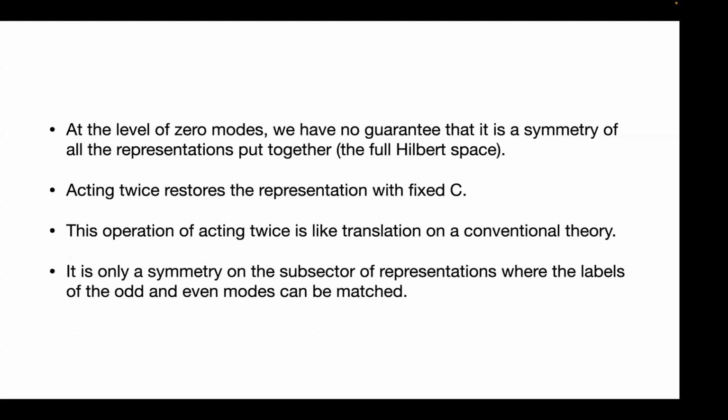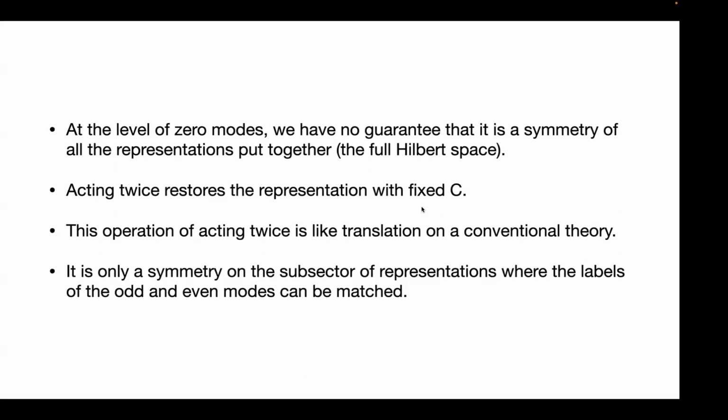So when you put whatever your Hilbert space is, meaning you take all the values of C that you have and sum over the representations that you're given, you don't have a guarantee that it's a symmetry of the representation theory. On the other hand, if you act twice, you send the two central elements back to themselves. So there's always a candidate for the action of the symmetry on the Hilbert space. So acting twice, so instead of taking a step of one, taking a step of two, is something that is like a standard translation in a conventional theory.